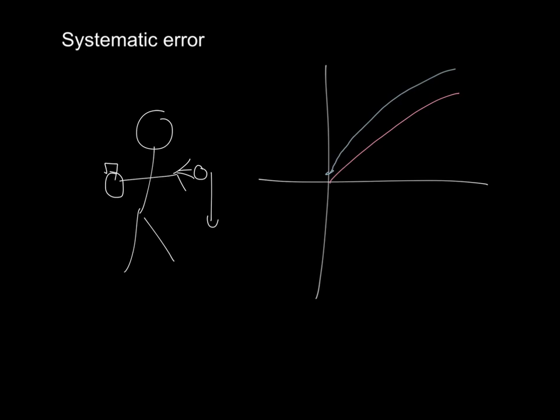Although it's always better to just prevent it and think about it before you start doing a measurement. Will I introduce some systematic error if I do things this way? And if the answer is yes, can I do them in a different way so that there's no systematic error?